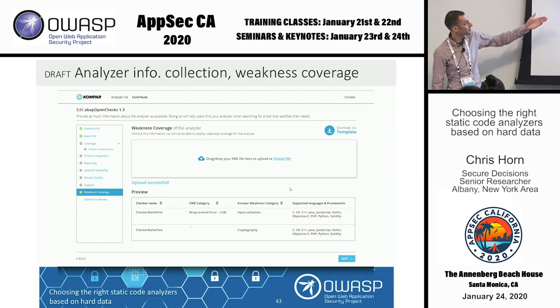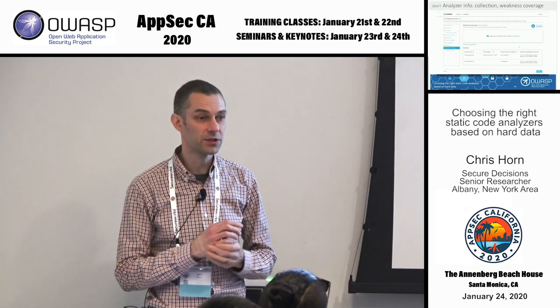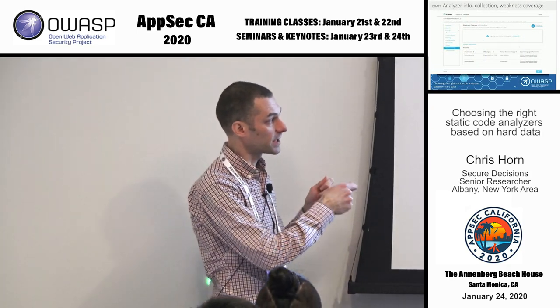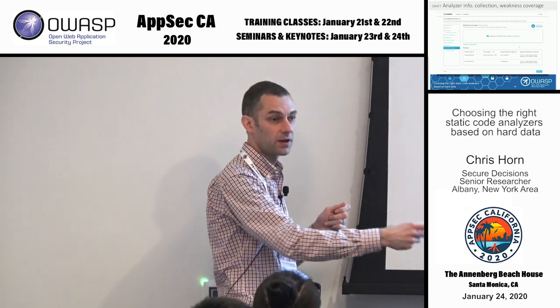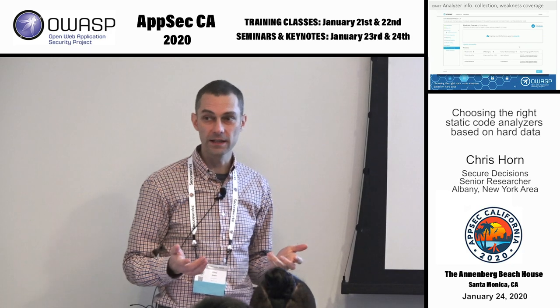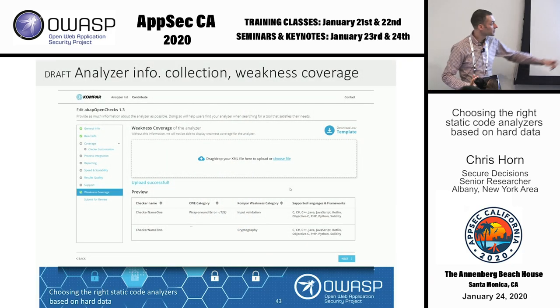We've got this idea of capturing the weakness coverage of the analyzers. So pretty sure we're going to be using a CSV format so that each analyzer maker can tell us the checkers that they have in their system and which CWE it checks for. And then that'll allow us to be presenting that kind of claimed coverage information that I was telling you about earlier. So that's here.